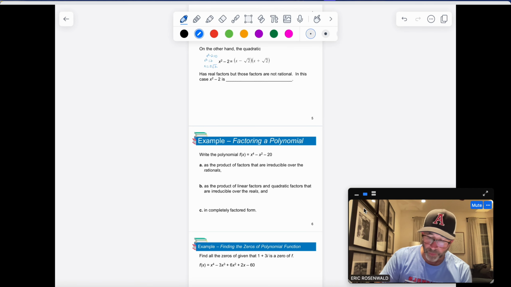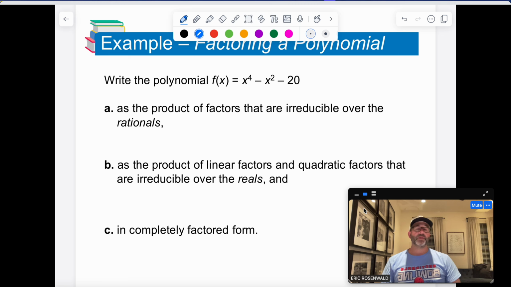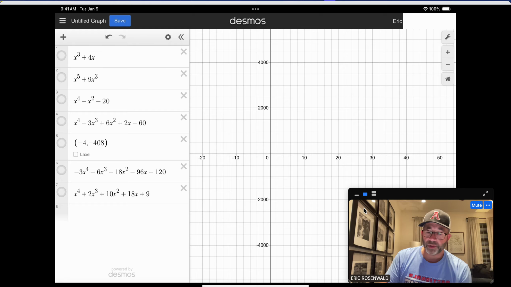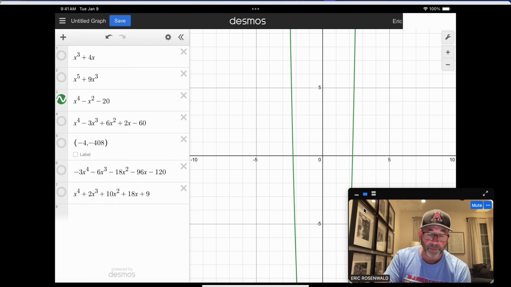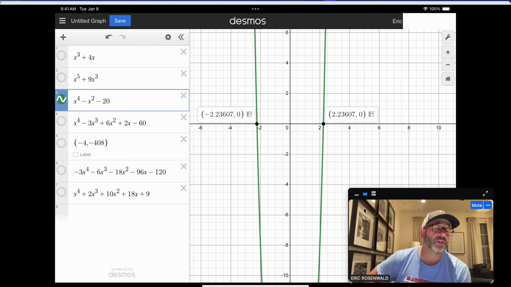Okay? So when we look at this one here, it says, let's write the polynomial x to the fourth minus x squared minus 20. Okay. It says to write it as a product of factors that are irreducible over the rationals. So let's look at this first. Here's the graph. And if we look at this, I'm going to zoom back into home here. You're going to see that in this graph, we can see that there's two separate values here that are exactly the same. Okay. There's two real solutions here. And those are the only two that we see.